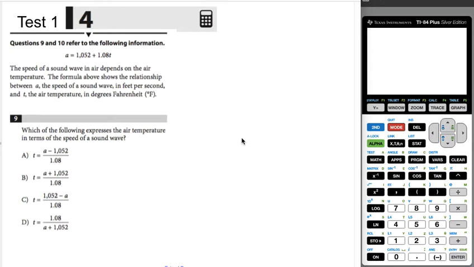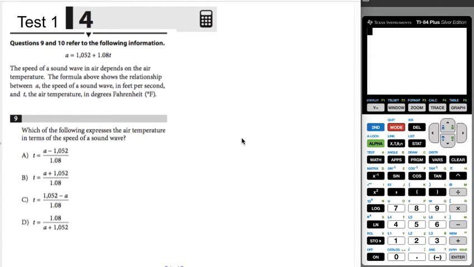The speed of a sound wave in air depends on the air temperature, which I'm guessing is our T. The formula above shows the relationship between A, which is the speed of a sound wave in feet per second, and T, the air temperature in degrees Fahrenheit. Which of the following expresses the air temperature in terms of the speed of the sound wave?